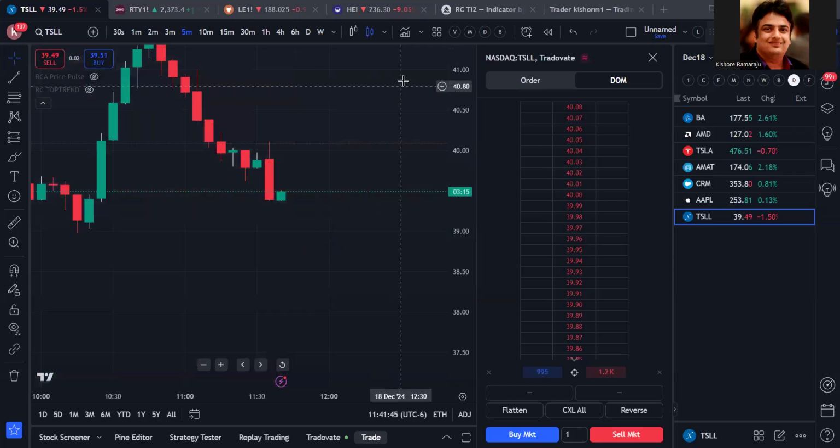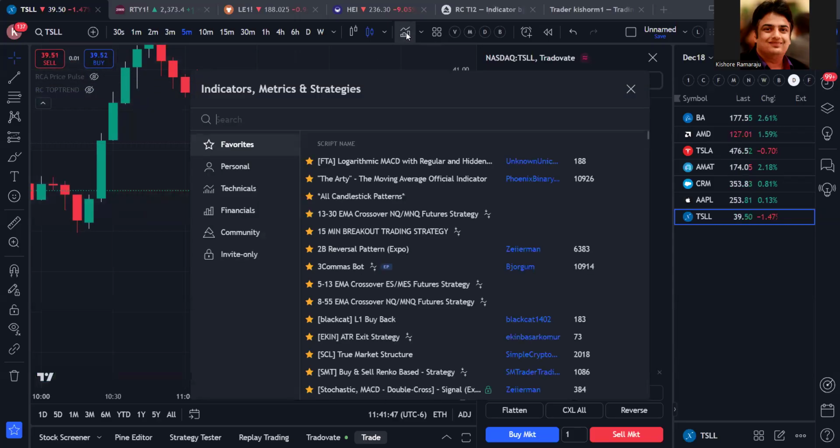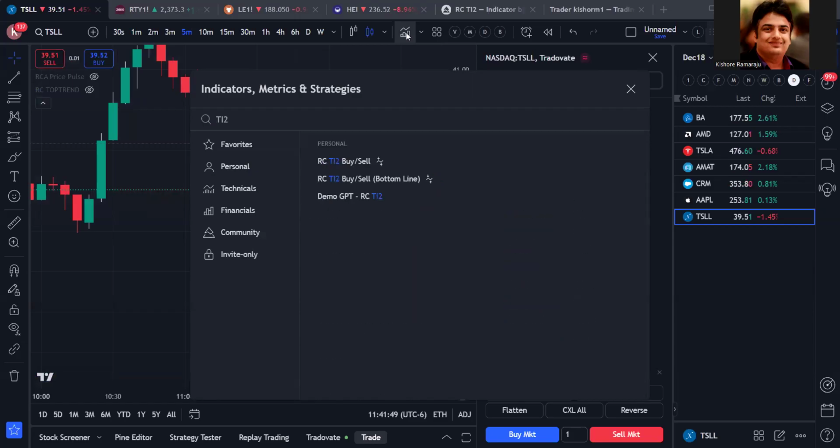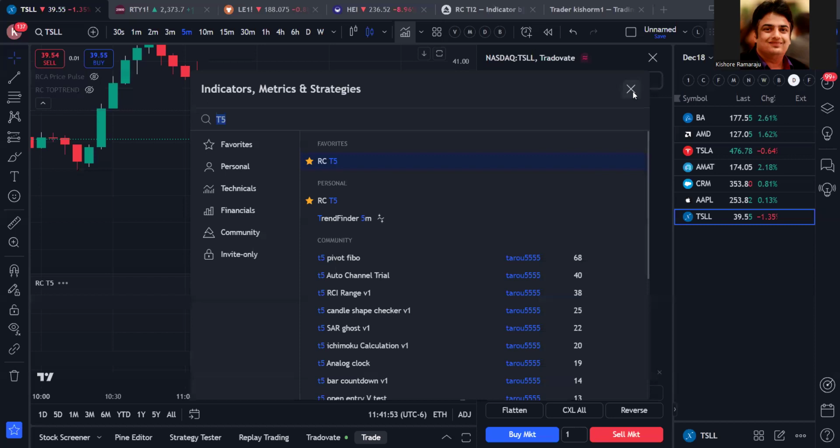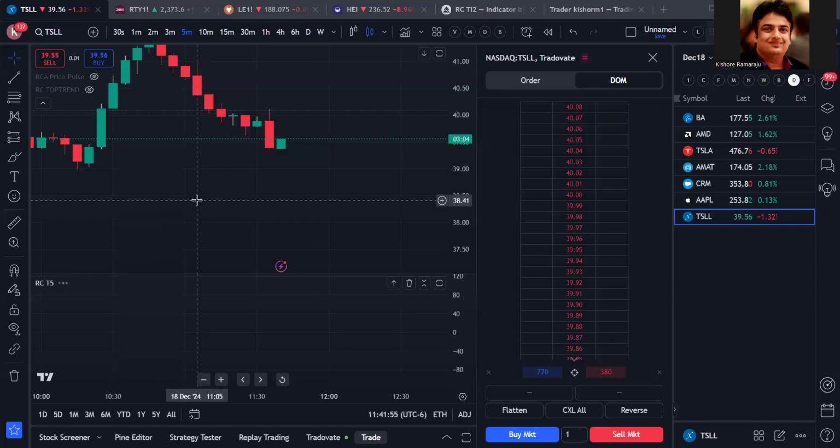Again, right, you have other indicators like T5.